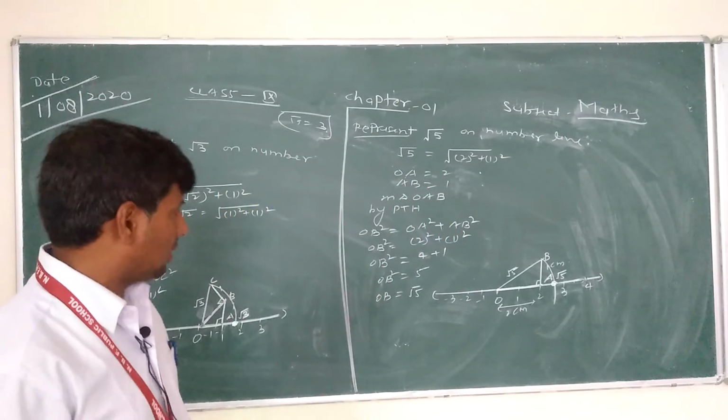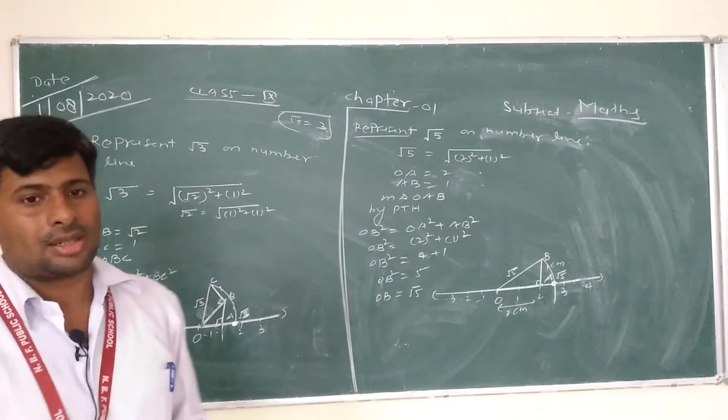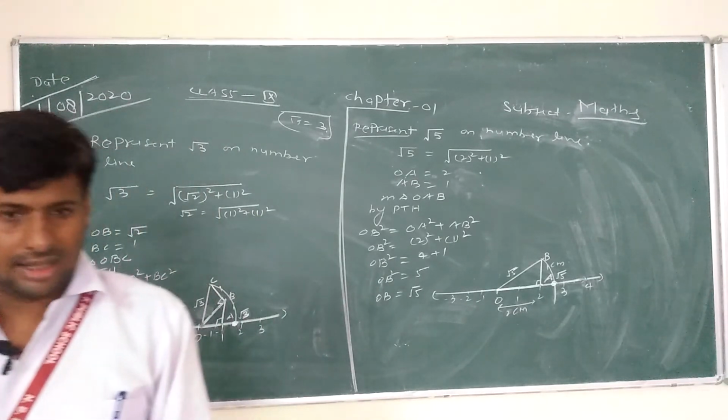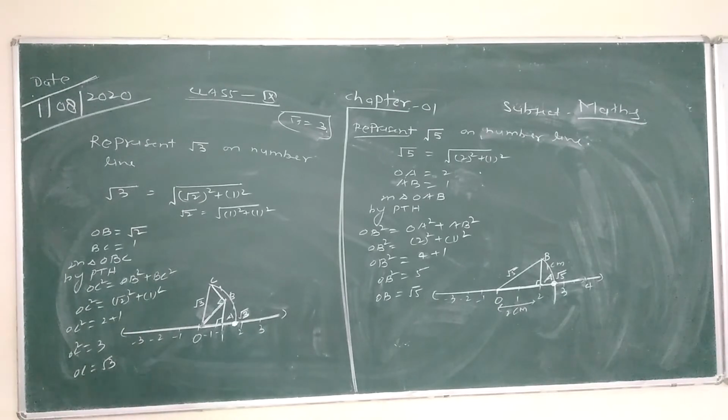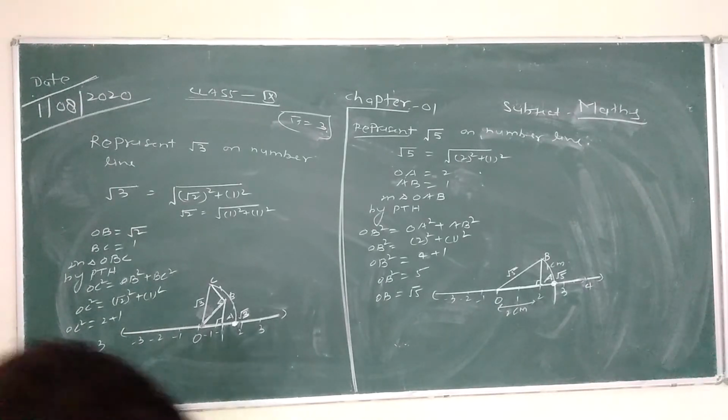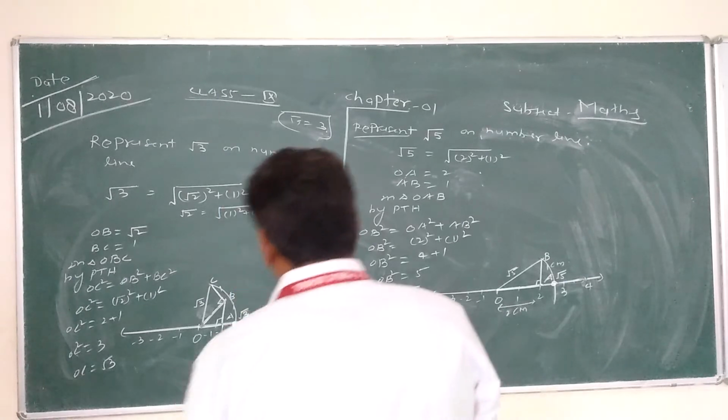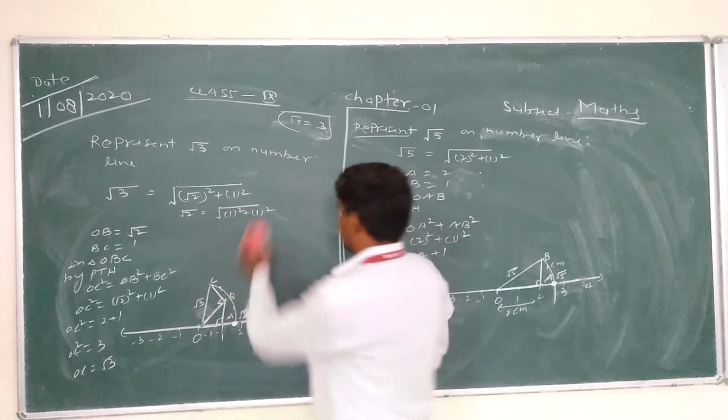How can we represent root of 6 on a number line? Then see root of 6. See here, how can we represent root of 6 on a number line?